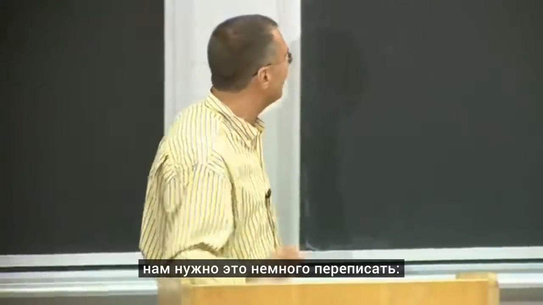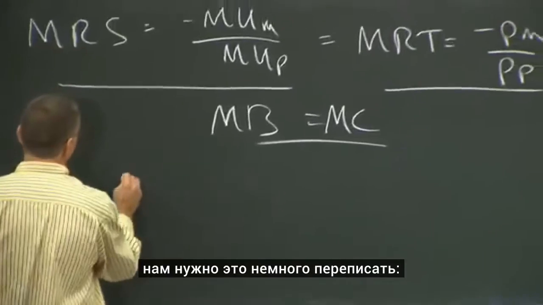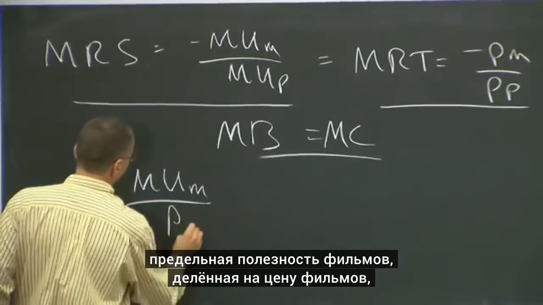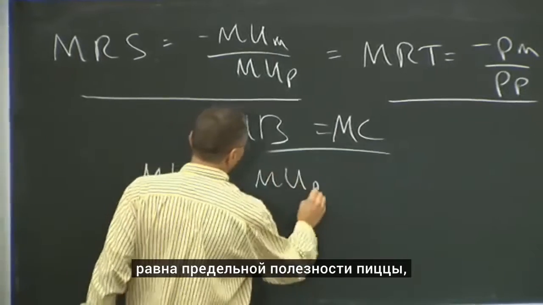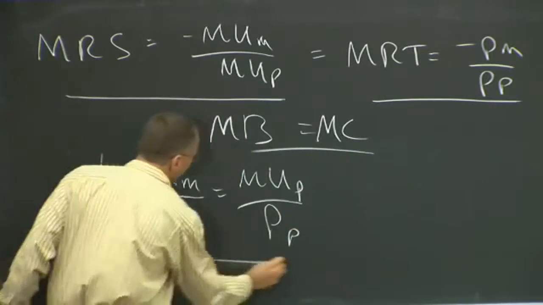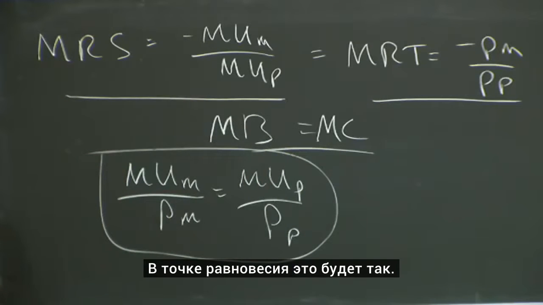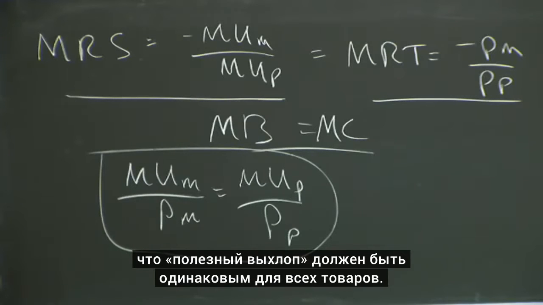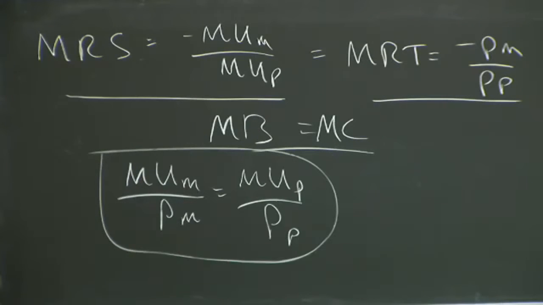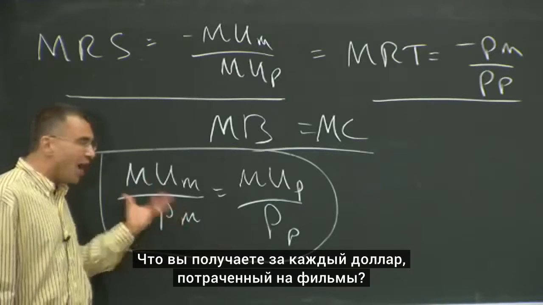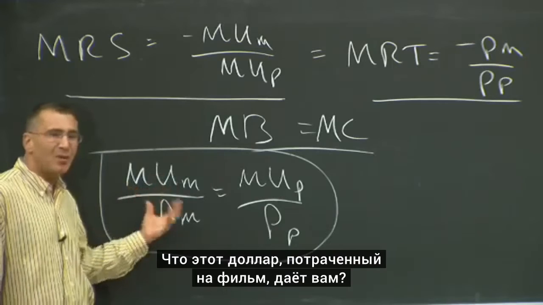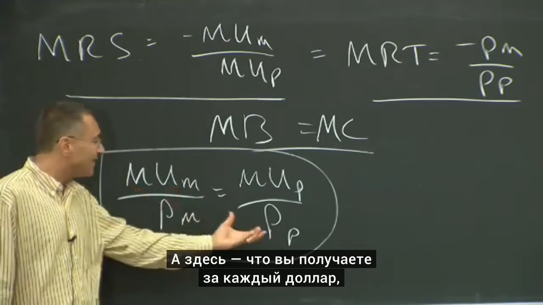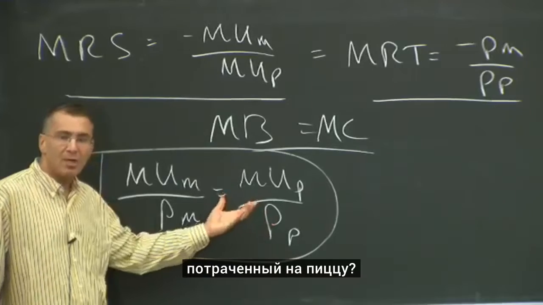Now, a way that I like to think about this, once again, with intuition, you have to develop your own intuition, is to rewrite this a little bit, saying that the marginal utility of movies over the price of movies equals the marginal utility of pizza over the price of pizza. In equilibrium, at the optimum, this will be true. I like this because to me it says, look, the bang for the buck has to be the same across all goods. For each dollar of movie expenditure, what's that next dollar buying you? This is saying what's that next dollar of pizza expenditure buying you? And they've got to be equal.